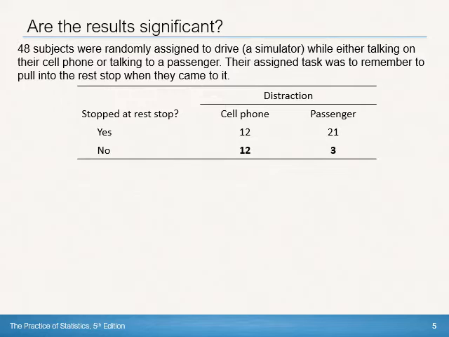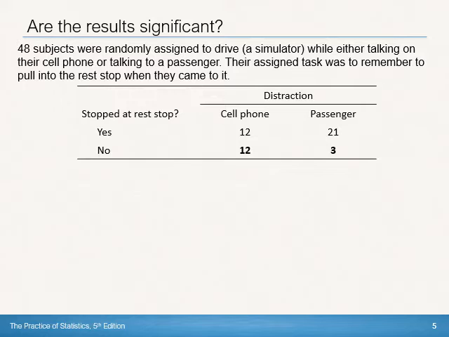So you can see we have 24 people in each column, and in the cell phone group of 24 people, 12 people actually did stop. While they're talking on the cell phone, they noticed that they had come up to the rest stop, pulled into the exit for the rest stop, and had stopped at the rest stop. 12 people did not do that.